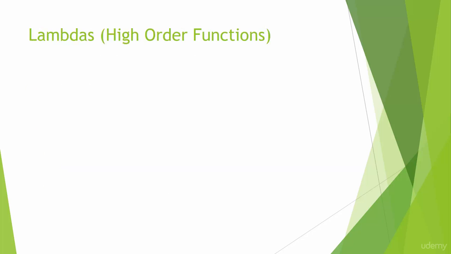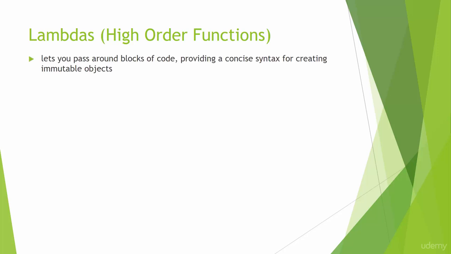Another big language feature is this concept of lambdas, which I just briefly mentioned. They're also referred to as higher-order functions. Lambdas let you pass around blocks of code, providing a concise syntax for creating immutable objects. So as I mentioned earlier, Android only supports Java 6. I think with the latest Android O, it's starting to support some Java 8 features. Java 8 has lambdas in it, but Android apps don't support lambdas. So with Kotlin, you can pass around code as blocks into functions. It's a really neat concept, and it has a lot of advantages.